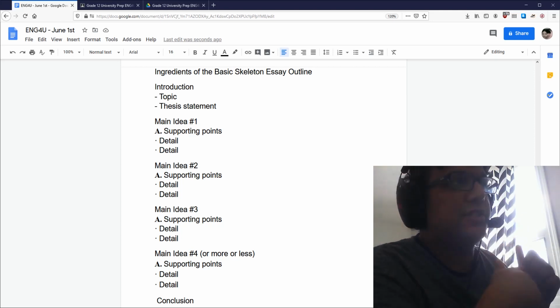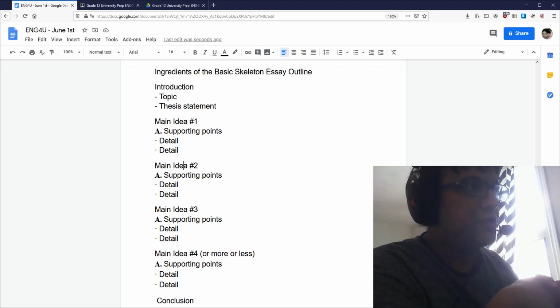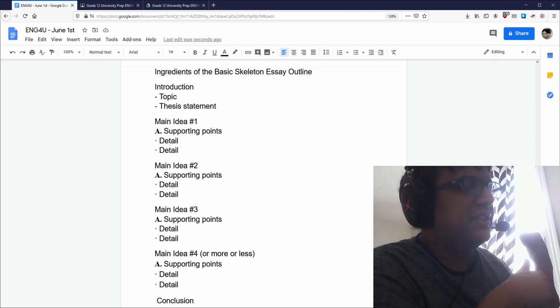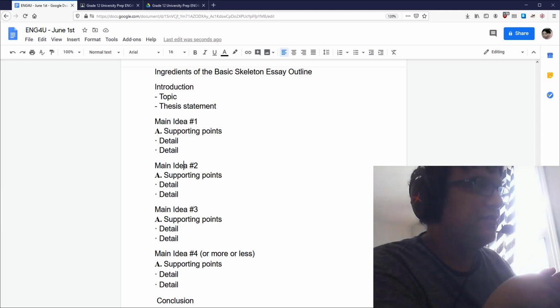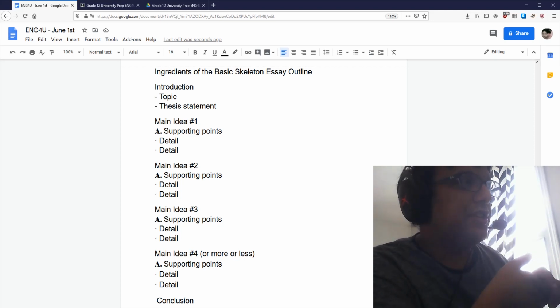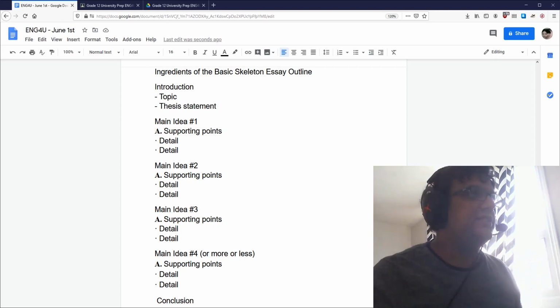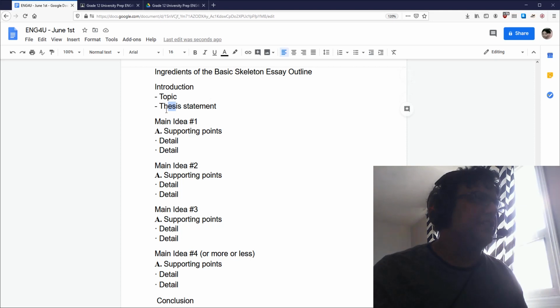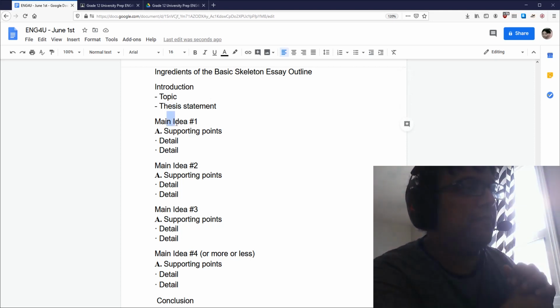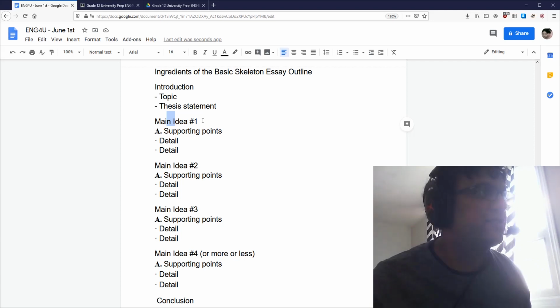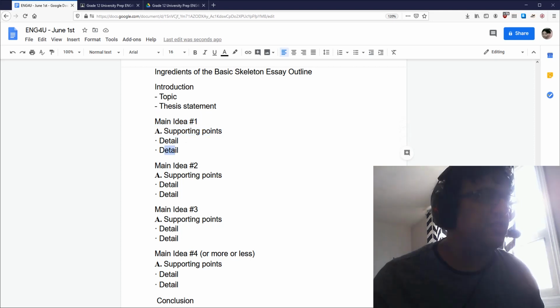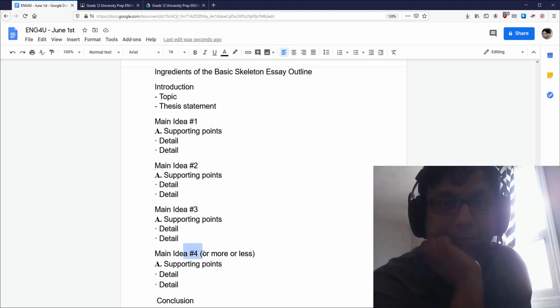Here you see what's called the skeleton essay outline structure, right? And I'm taking this from Ryerson University, by the way, so they use this over at Ryerson, right? And it's very useful. I mean, they use it everywhere. So what it is, you put your topic and your thesis on the top, and then essentially you break down your essay into main ideas and supporting points, right? So it's going to be main idea number one, and then a supporting point, and maybe some details that go with it. Then main idea number two, main idea number three, main idea number four, right?